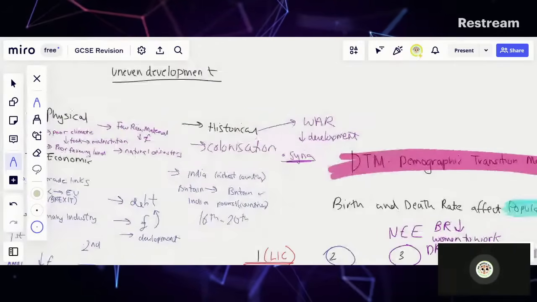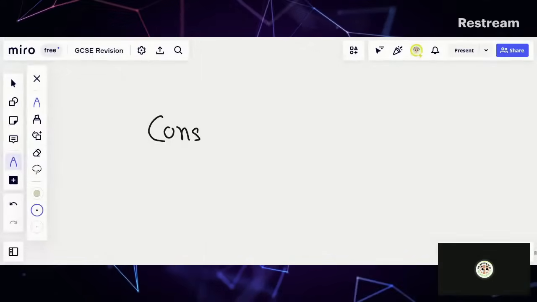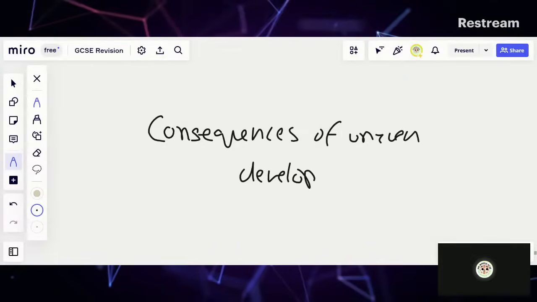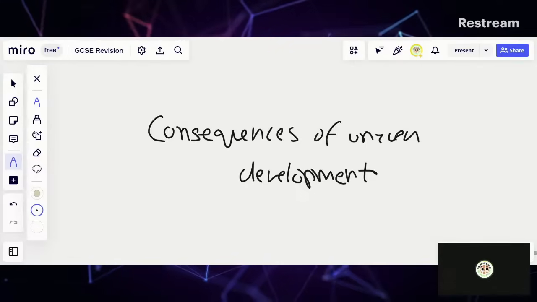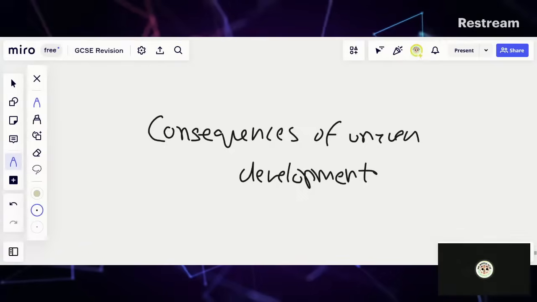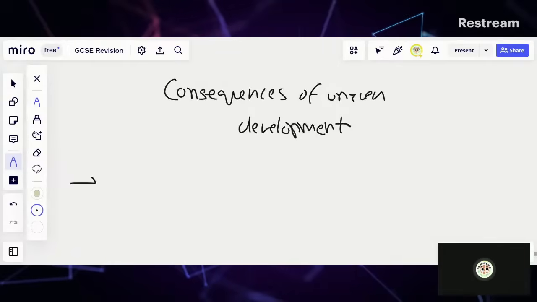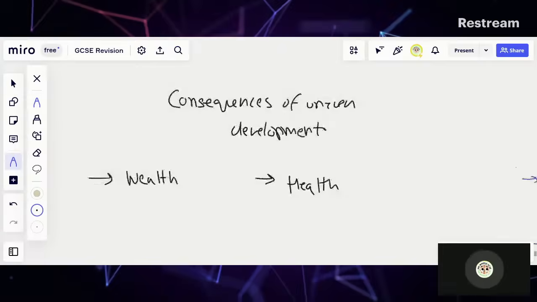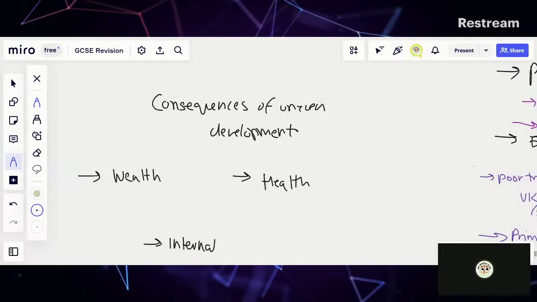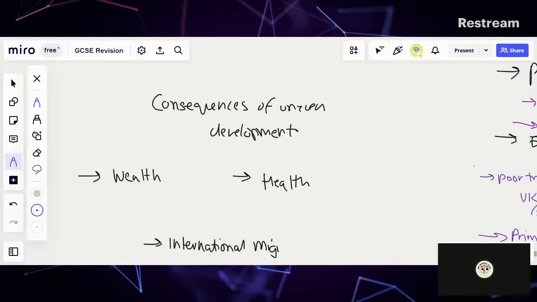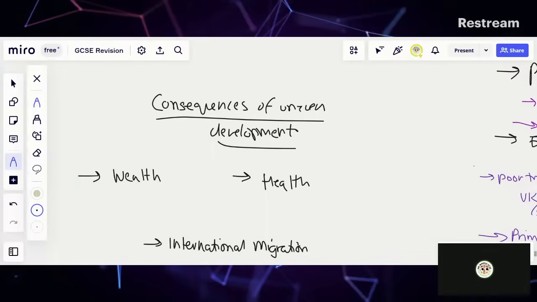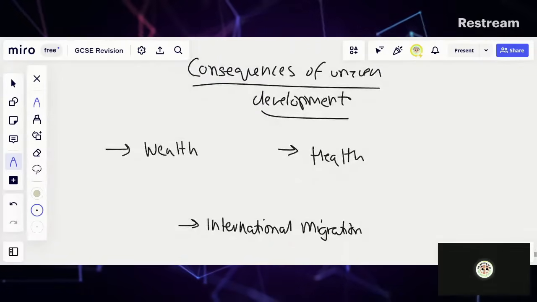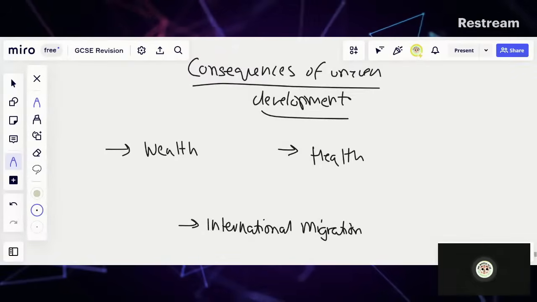Okay, so now after looking at all of the reasons for uneven development, what does it cause? The consequences of uneven development. There are three main factors that uneven development causes. The first being wealth. The second being health. And the third being international migration. So these three things are consequences of uneven development. So uneven development leads to a difference in all of these things.